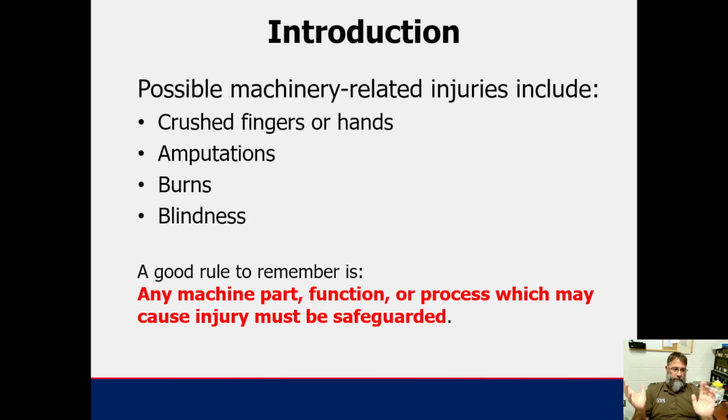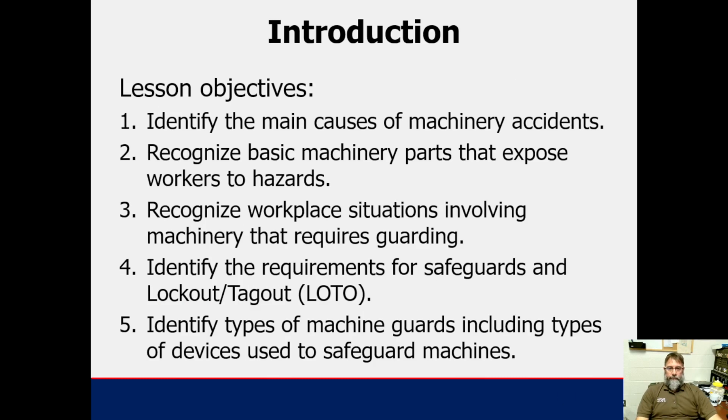Good rule to remember, as it says right there: any machine part, function, or process which may cause injury must be safeguarded. It pretty much speaks for itself on that aspect. So over the course of this particular lesson, we got 5 different objectives that we'll be covering. Main causes of machinery accidents, basic machinery parts, exposing workers to hazards, workplace situations that require guarding, requirements for safeguards and lockout tagout, and different types of machine guards that are used.